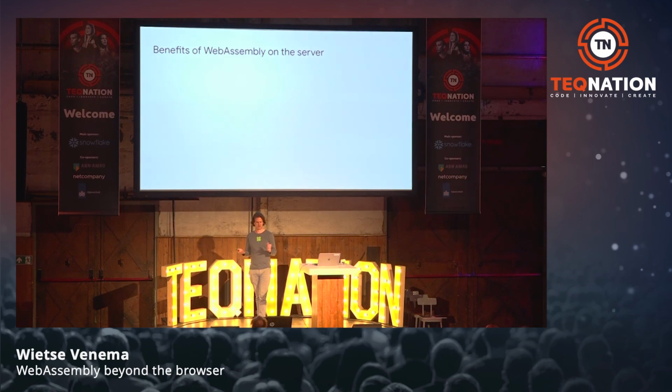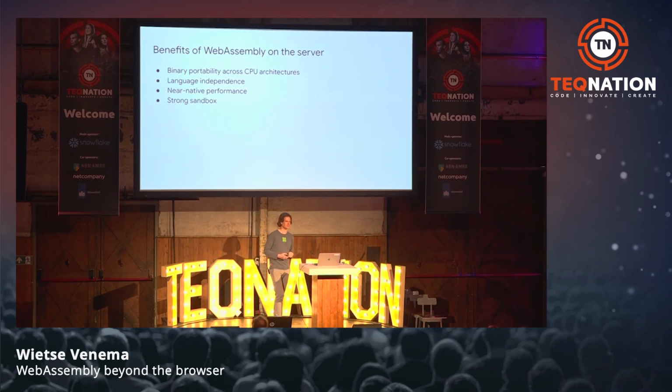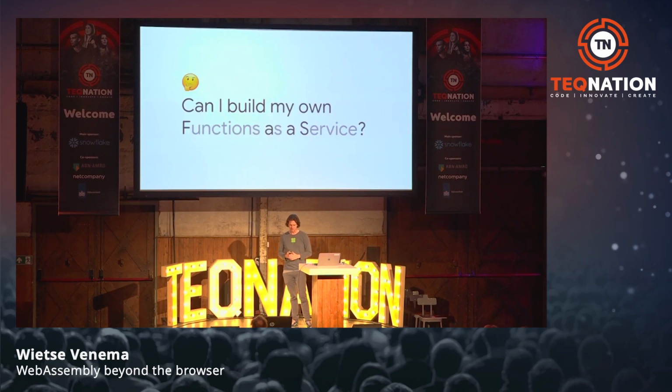So here are the benefits I've talked about so far. There's binary portability across CPU architectures, language independence, near native performance. Another pattern that people use is they'll take a Wasm module and compile it to native code on the host they run it on. So you get native performance. And there's a very strong sandbox, maybe a bit too strong. If you expect your software to work unchanged, like we had with containers, that's not the case with Wasm.